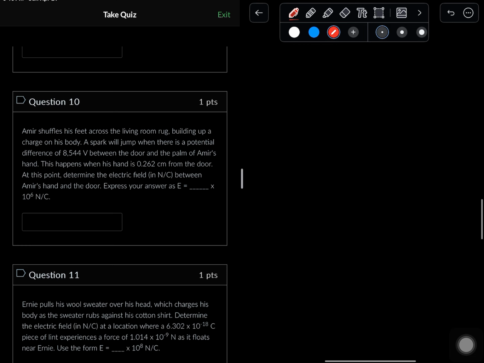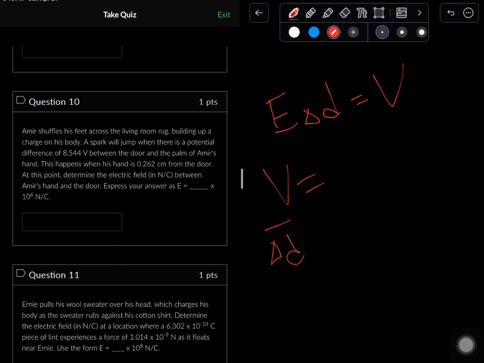Number 10. Amir shuffles his feet, and this creates a voltage of 8,544. There's a certain distance between his hand and the door. You are asked to find the electric field strength. Knowing that electric field strength times distance is equal to your voltage, you'd simply take the voltage divided by the distance, which is equal to your electric field strength.